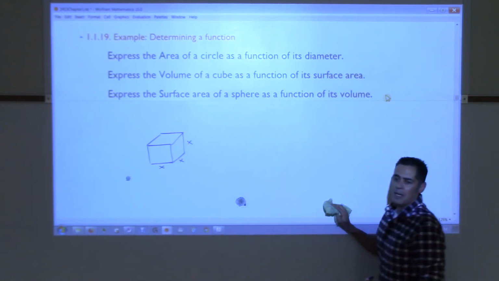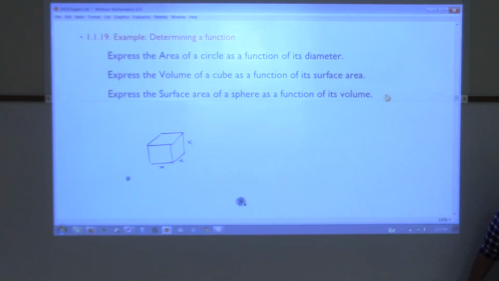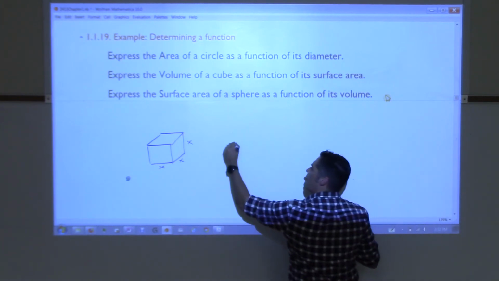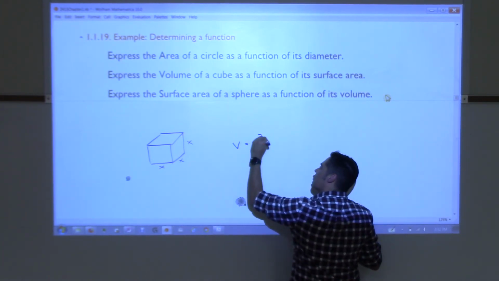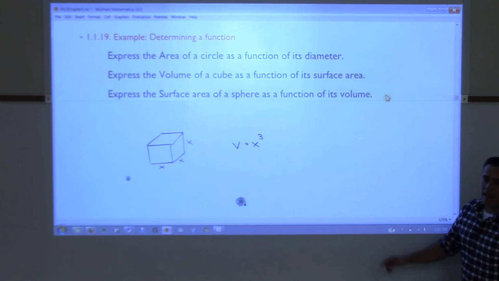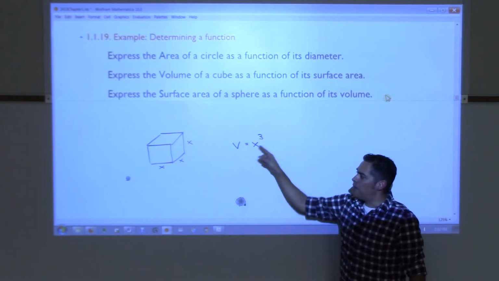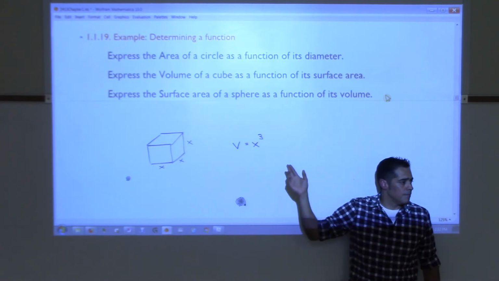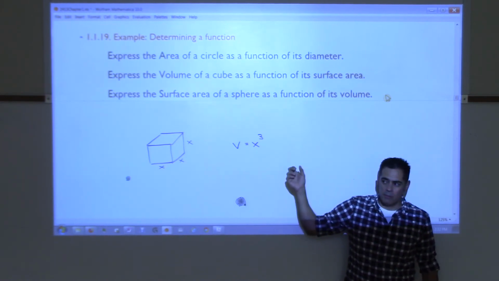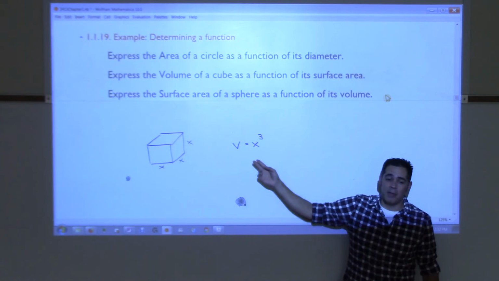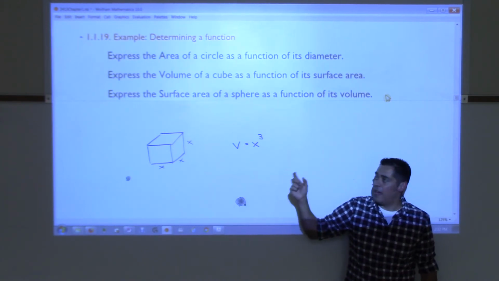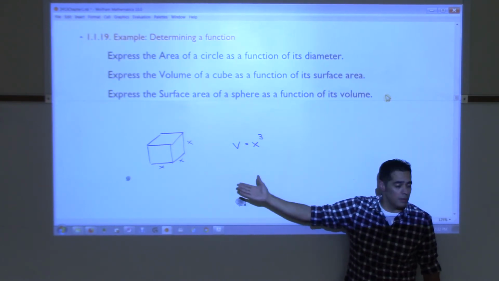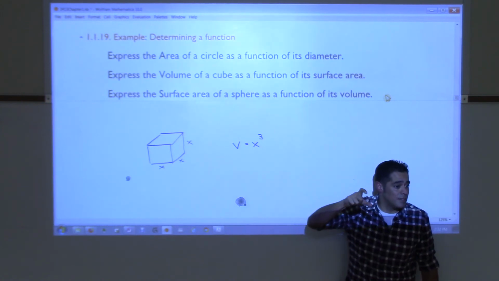What would the volume of this be? X times x times x, right? So the volume of this is x cubed. Right now, the volume is a function of what? What do you need in order to tell me volume? X. And x is a measurement of what on the cube? The length of the side, right?